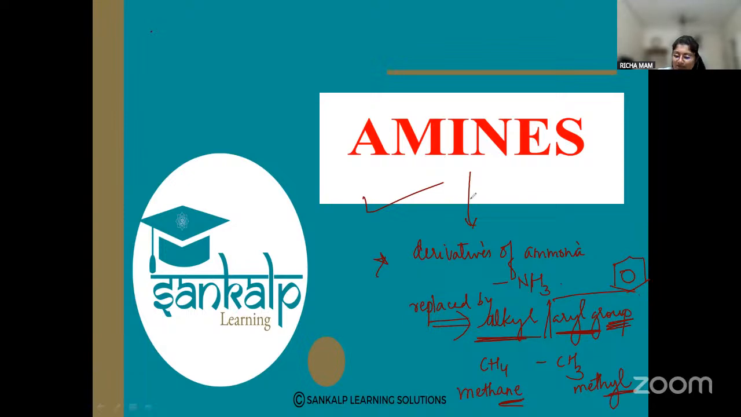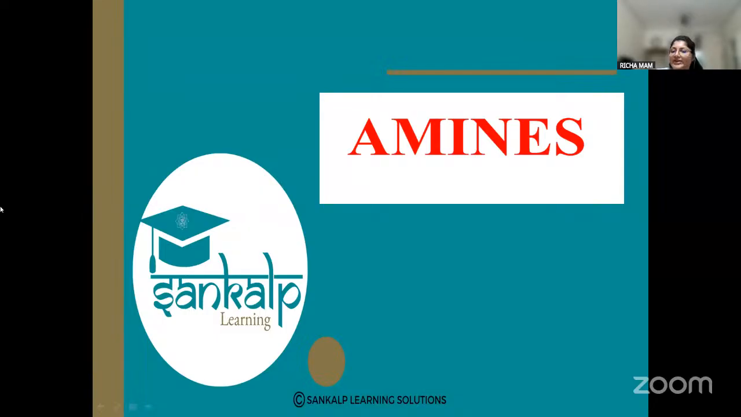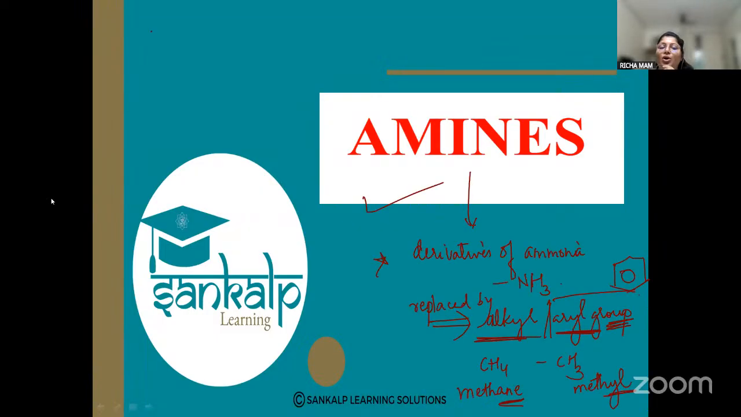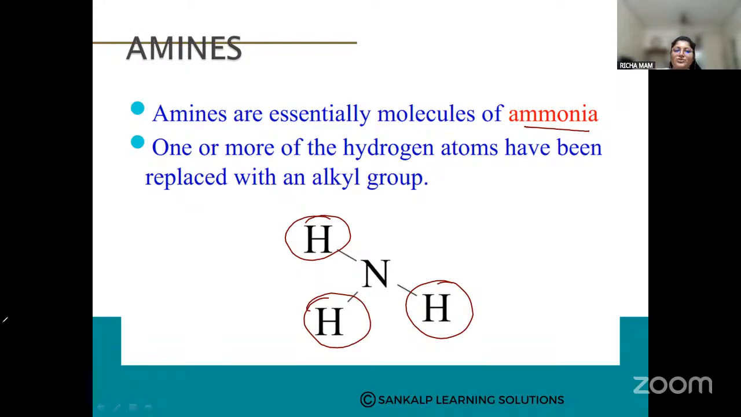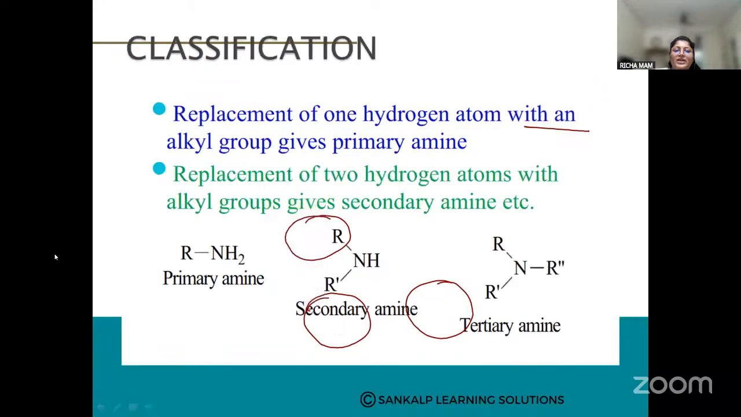So amines are the derivatives of ammonia in which one, two, or all three hydrogen atoms are replaced by an alkyl or aryl group. I hope the definition is clear. This is the definition of your amines. Next we are going to see the classification, how they are further classified.